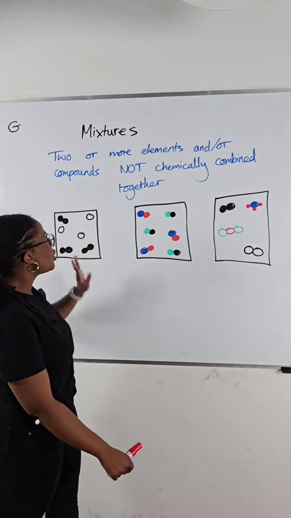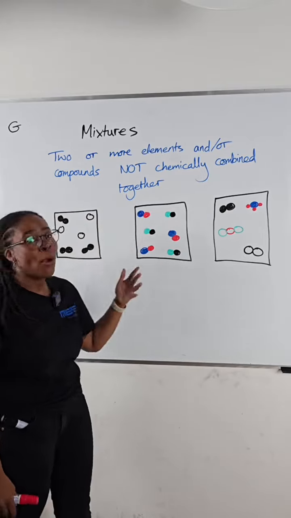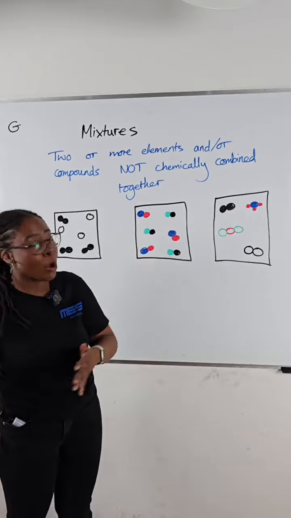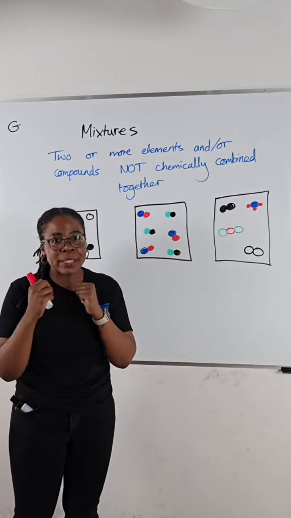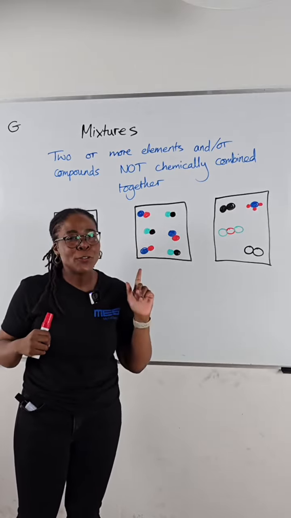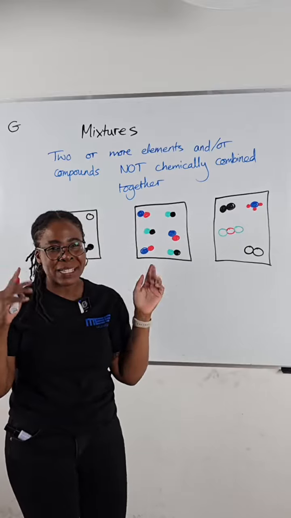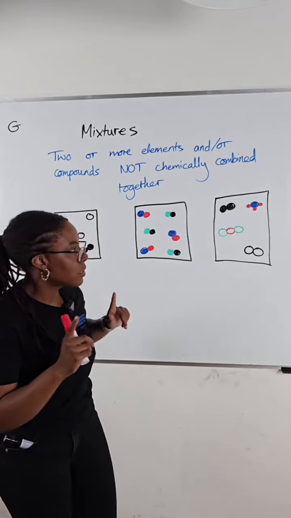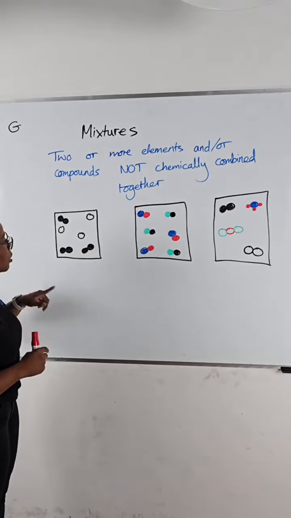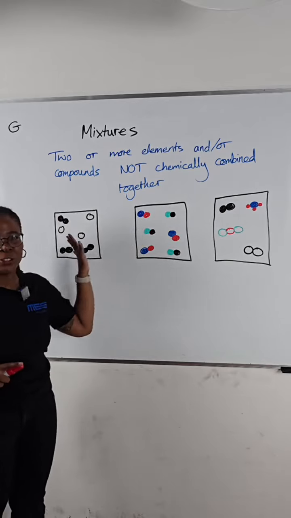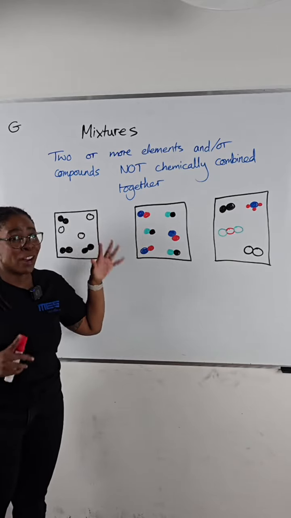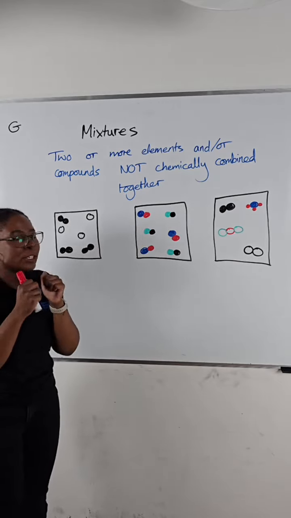Now, by definition, a mixture is where we have two or more elements and/or compounds that are not chemically combined together. So let's look at a few different examples just diagrammatically so you can start to picture what that means. If we start with our first box, we can see we've got two different types of substance here, that are not chemically bonded together.